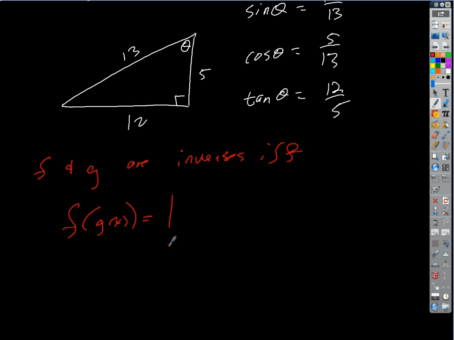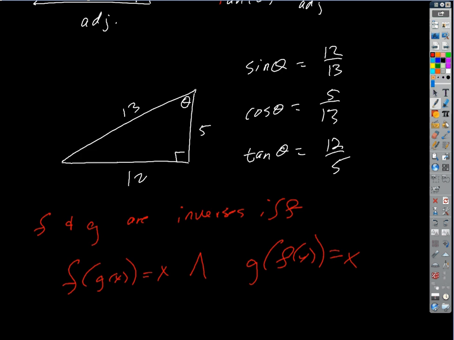So f of g of x equals x, and g of f of x equals x. In other words, they undo each other. Whatever g did to x, f undoes, or whatever f did to x, g undoes, right? Inverse trig functions are the same way.